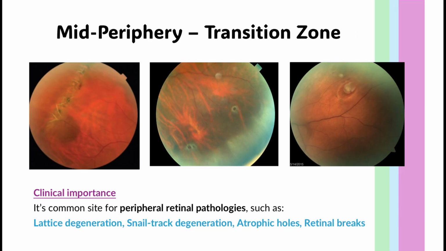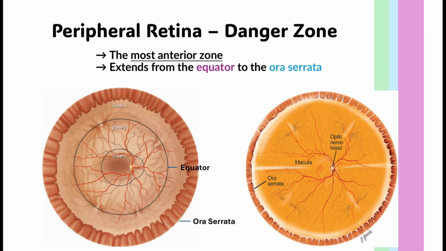Clinical-wise, the mid-periphery is more challenging to examine than the posterior pole, and here's where skills really matter. It also requires good pupil dilation, clear media, and of course, patient cooperation, especially since the mid-periphery is a common site for peripheral retinal pathologies, such as lattice degeneration, snail track degeneration, atrophic holes, and retinal breaks, which can progress into RD at any time.